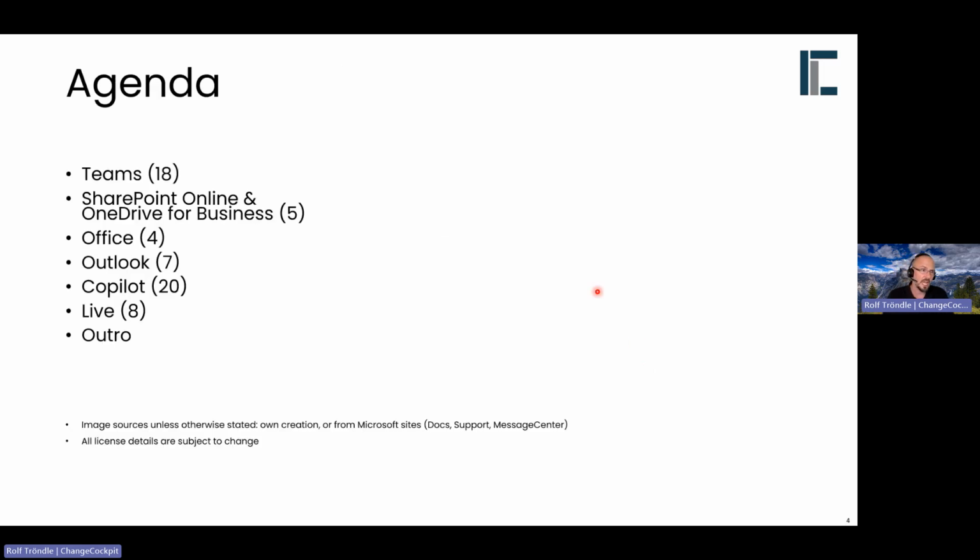So for the agenda this month, we have 18 for Teams. In total, we have 62 user changes. SharePoint Online, we have 5, Office with 4, Outlook with 7, and Copilot with 20. And then Viva with 8. Sorry, there's a typo on this slide. And last but not least, the outro.